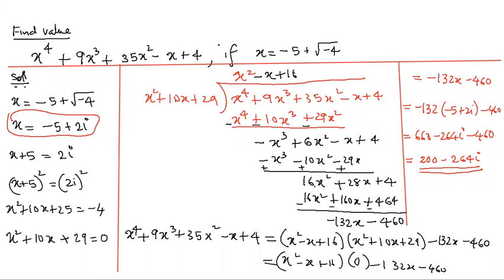Yes, sir. So don't think that the remainder will always be only a number. It can also have x. An x term can be present. If an x term is present, x should be replaced by whatever the original complex number given to you. Is it okay? Yes, sir. Okay.